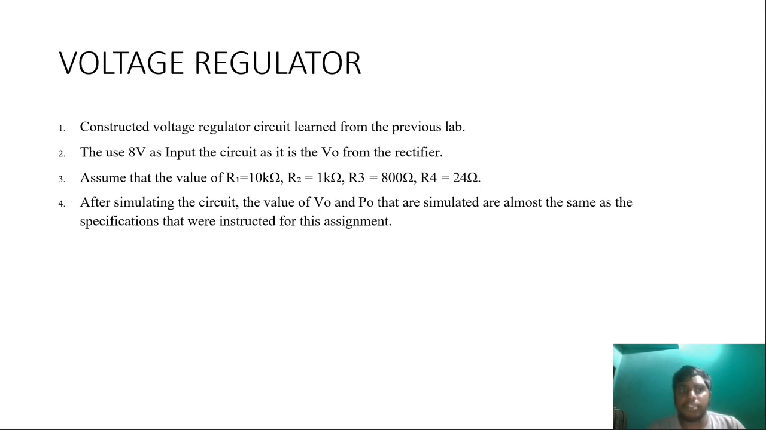I'll be explaining the voltage regulator section of our electronic system assignment report. First, we constructed the voltage regulator circuit that we have learned from the previous lab. Then we used 8 volts as the input, as in the Vo from the rectifier. We assume that the value of R1 is 10 kilo ohms, R2 is 1 kilo ohm, R3 is 800 kilo ohms, and R4 is 24 ohms. Then after we simulated the circuit, the values of our Vo and Po were almost the same as the specification that we were instructed for this assignment.